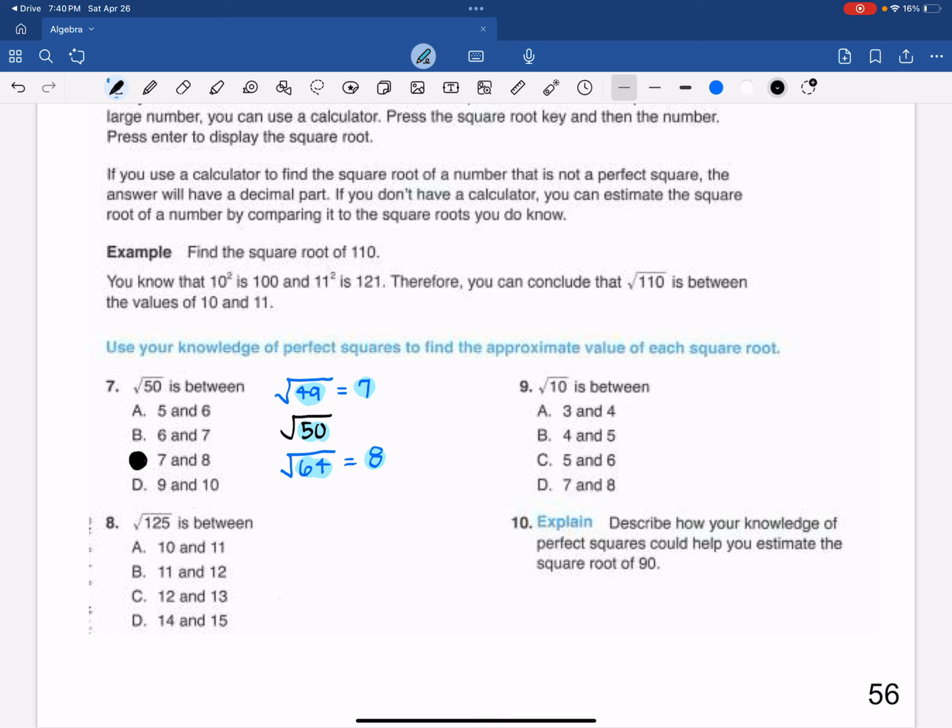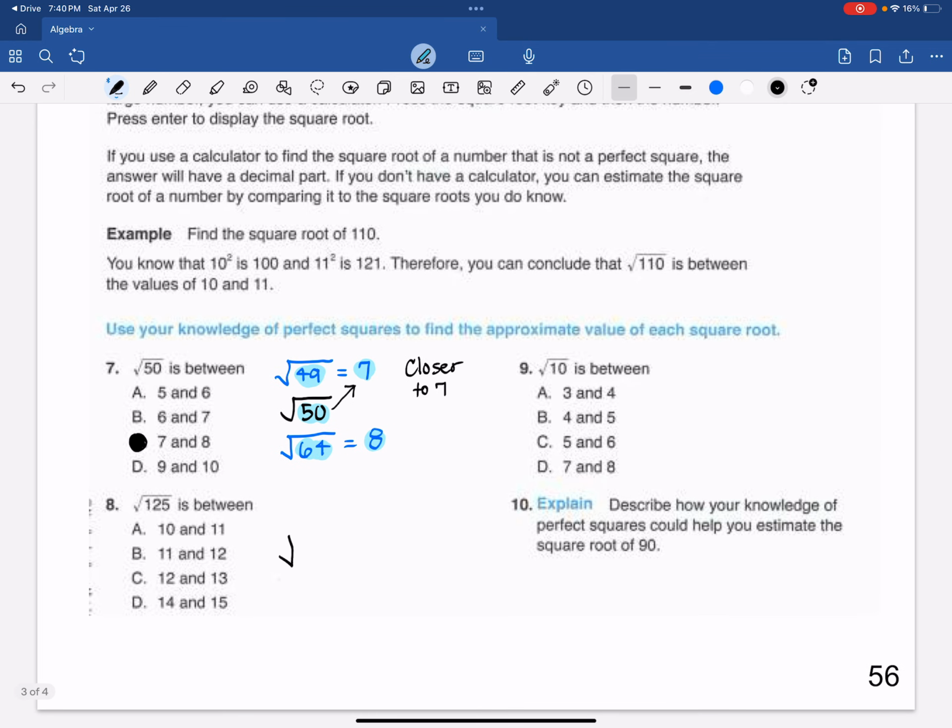I could also tell you that it's going to be closer to 7 because the square root of 49 is 7. The square root of 50 is going to be awfully close to that. It's closer to 7 than to 8.